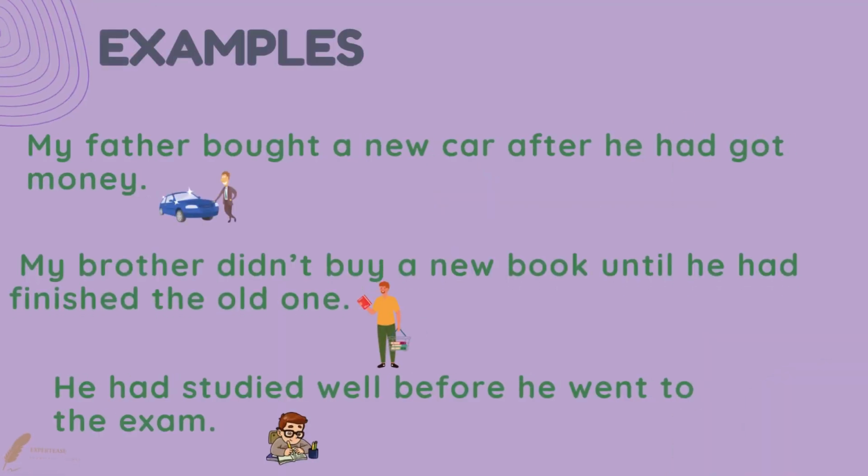Examples. My father bought a new car after he had got money. My brother didn't buy a new book until he had finished the old one. He had studied well before he went to the exam.